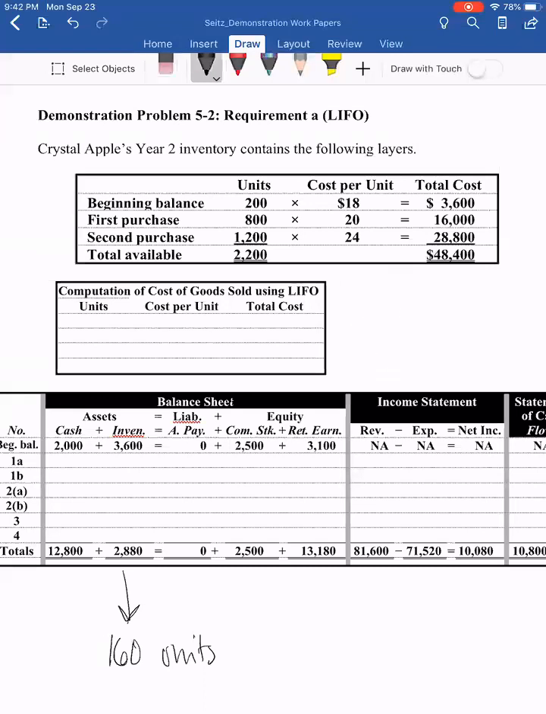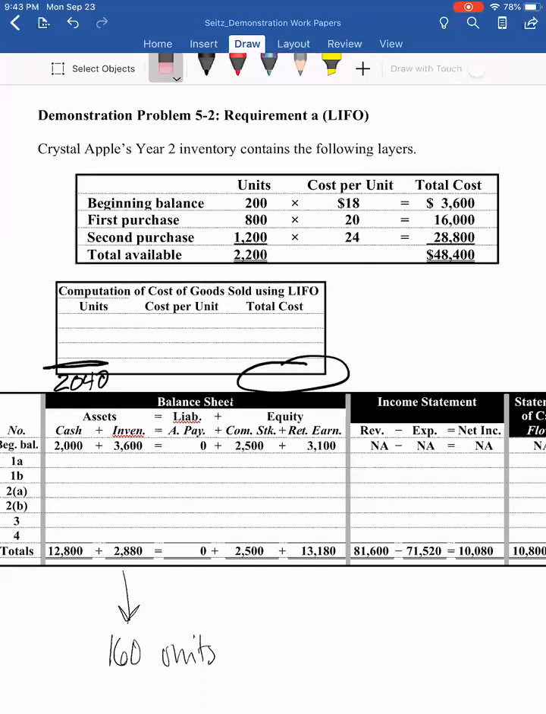So that is the purpose of this cost flow assumption. If you are a company, you will pick one method and go with it. You cannot flip back and forth. If you switch, you have to put a note in the financial statements as to why you're switching from one method to the other. All right, so again, like I talked about before, I know that I sold 2,040. My job is to put a total cost on those units, okay?